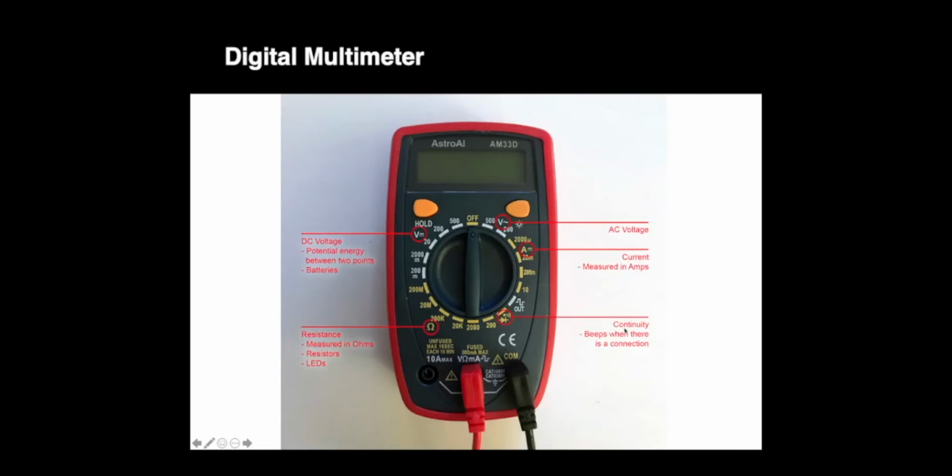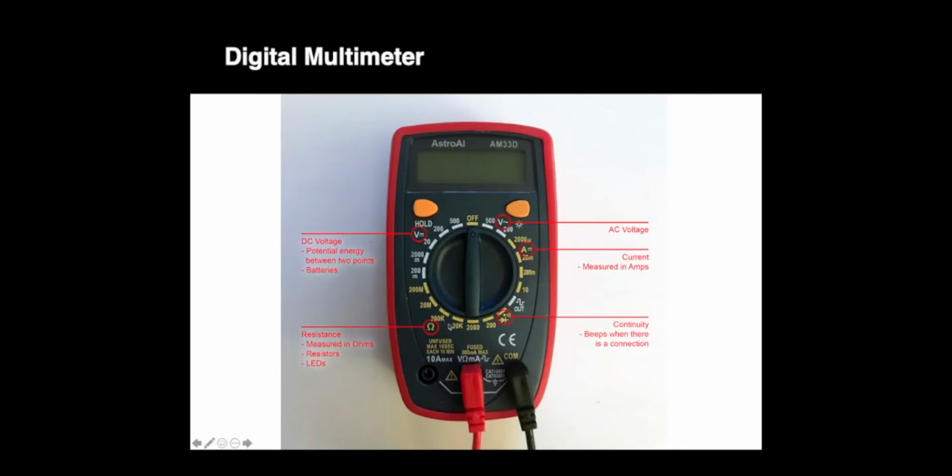This icon here is for continuity. Basically, if you want to see if your circuit is connected, you can turn it to this little icon, and when you touch the circuit with the positive and negative sides of the multimeter, it'll make a sound if it's a complete circuit. If it's not making a sound, then the circuit's not complete, or it's broken somewhere.